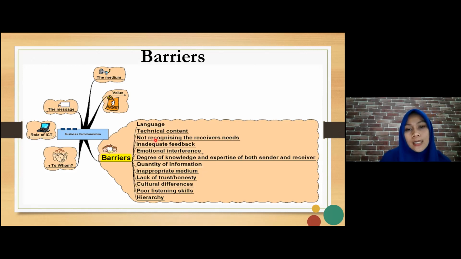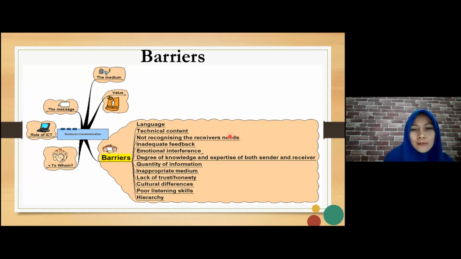Or the third one, barriers of not recognizing the receiver's need. There is no link and match with what I need. This information is not appropriate to what I need. I don't need this information. Perhaps you may say, I don't need this information, so I'm not so interested in listening to it because it's none of my business. It's not relevant to my needs. Okay, so it could be a barrier. If you say something to your friends which they are not interested in, because it's not relevant to his or her needs.